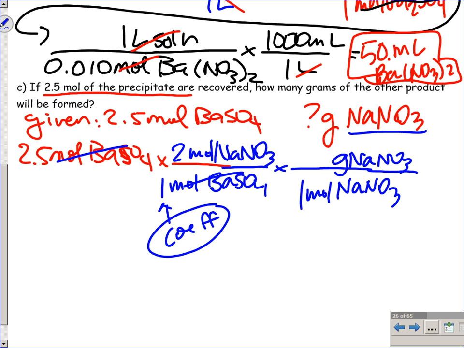What is it? 85 grams. Okay. And that is our final: the moles of sodium nitrate cancel. We're in grams of sodium nitrate. So we're at our final destination, and we calculate. So 425? Okay.